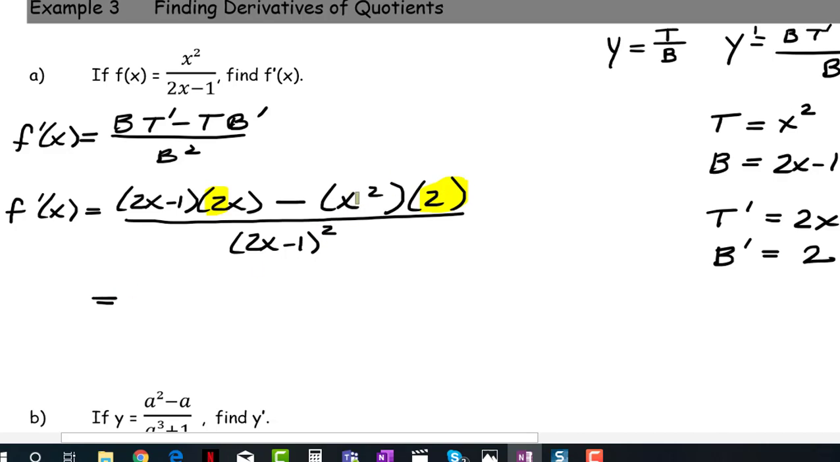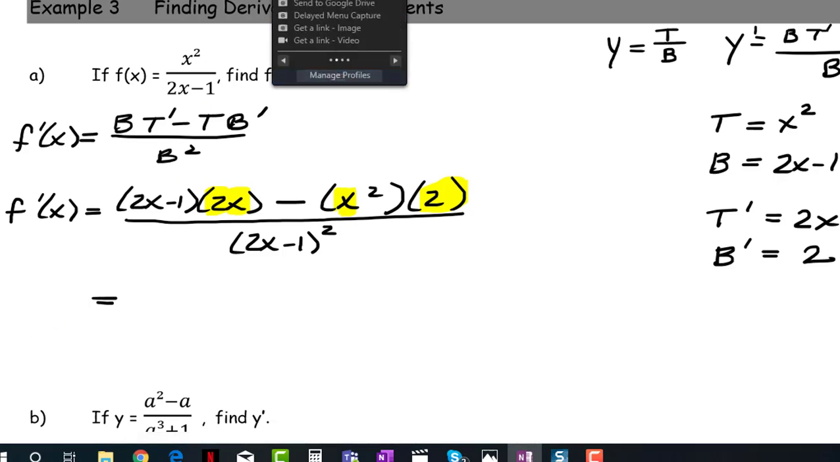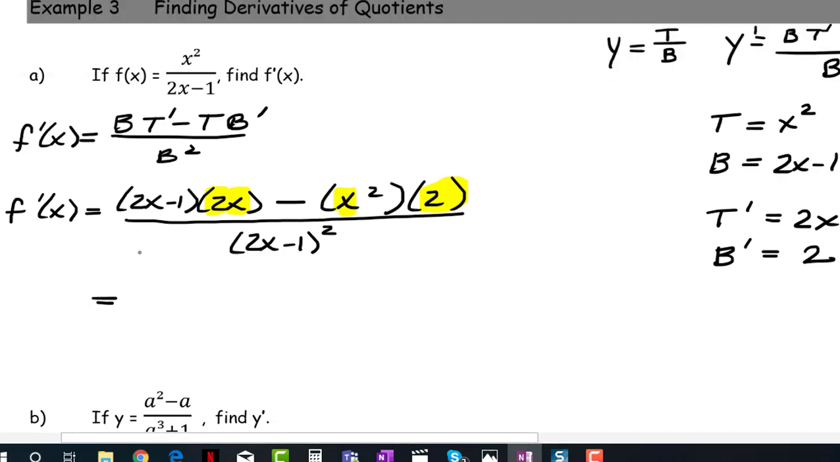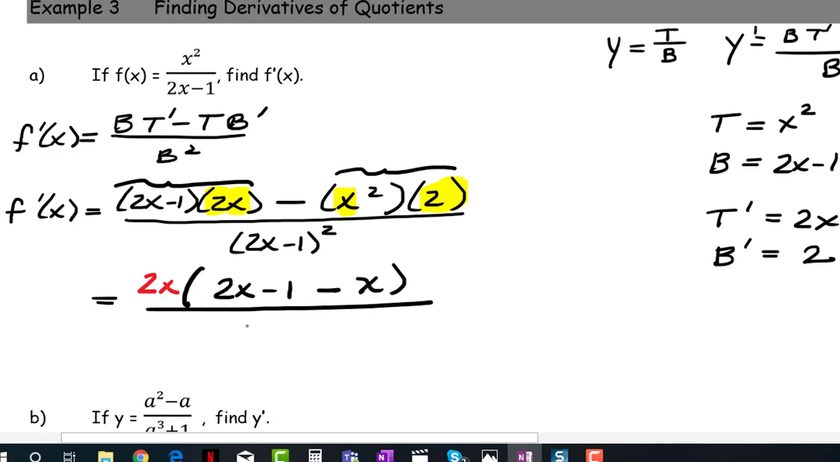And we also have an x that we can take out of each of the terms. One of these x's on the second term can come out. So I am going to factor out 2 and an x, and we'll see what's left behind here. So in this first product term, we left behind the 2x minus 1. We took out the 2x. And then minus, in this second piece, we took out a 2 and one of the x's, so there's an x left behind. And then in the denominator, we have 2x minus 1 squared.